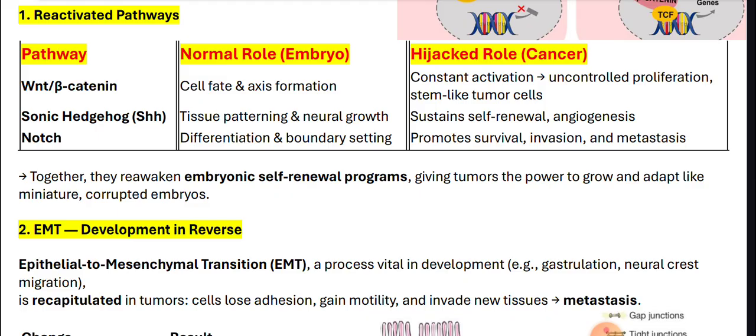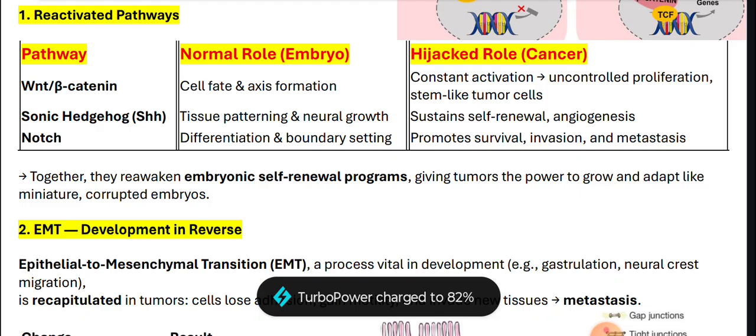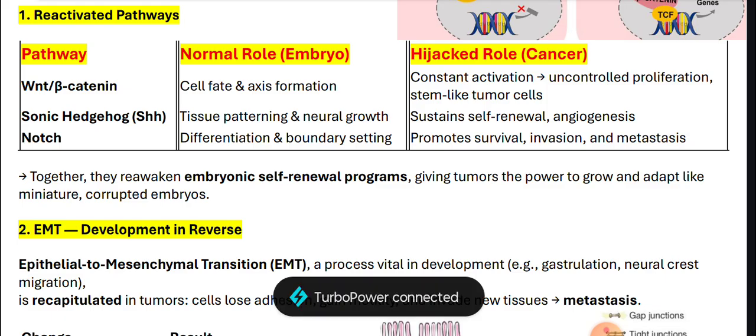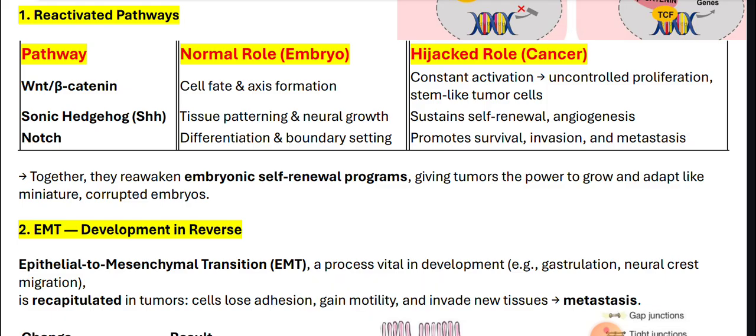Notch. Normal role, mediating cell communication for differentiation choices and boundary formation. Hijacked role, aberrant Notch signaling in cancer promotes cell survival, prevents differentiation, enhances invasion and metastasis, and contributes to therapy resistance. It helps tumor cells adapt and persist. So if you put these together, Wnt driving proliferation and stemness, Hedgehog driving self-renewal and angiogenesis, Notch promoting survival and invasion. You can see how reactivating these core developmental signals provides the tumor with exactly the capabilities it needs to fulfill those hallmarks of cancer we talked about.